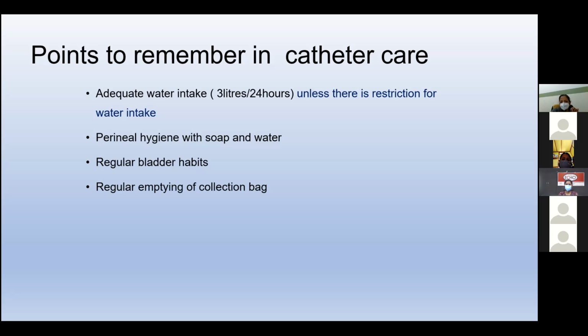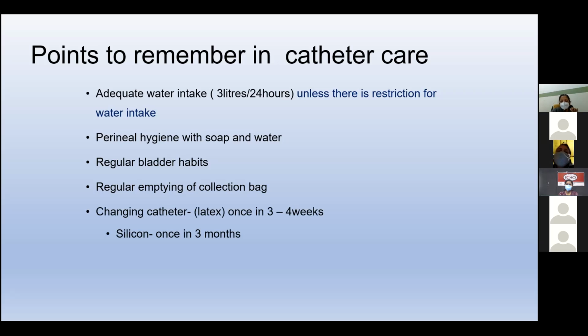Regular emptying of the collection bag also, the urobag, that also needs to be emptied regularly. Otherwise, it will be a good culture media for the growth of microorganisms, and the patient can have additional problems. Changing of the catheter also needs to be seen. If it is a Foley catheter, then generally it is once in 3 to 4 weeks. If it is a silicone catheter, it may be once in 3 months. Okay, but we also need to see that the patient is not having any problems when on a catheter.